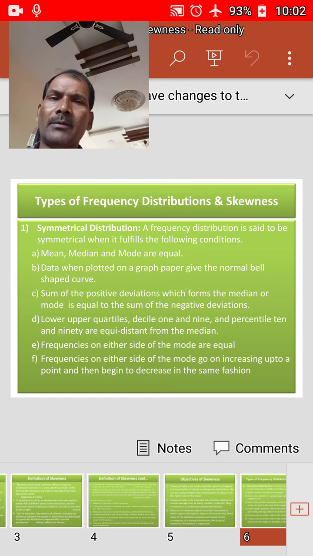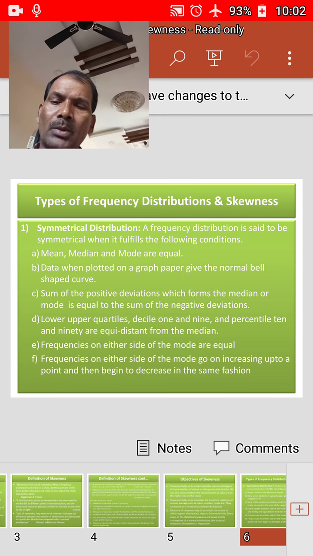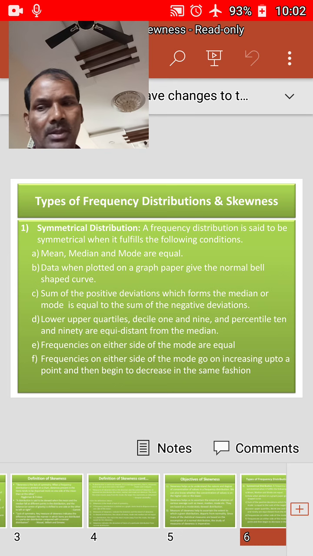Frequencies on either side of the mode are equal, right? Next, frequencies on either side of the mode go on increasing up to a point, then begin to decrease in the same fashion. You will find this in case of symmetric distribution, right?